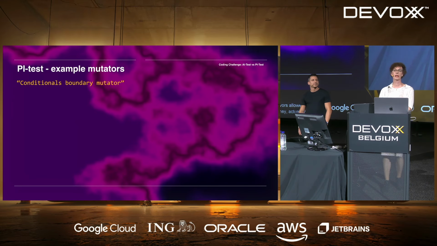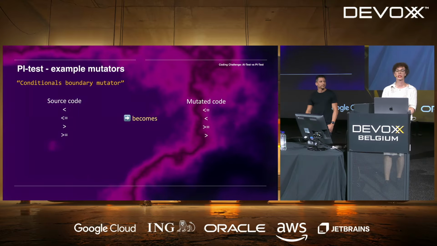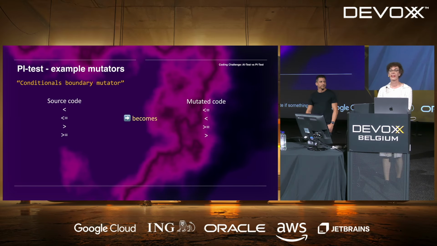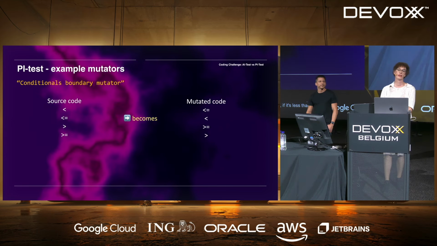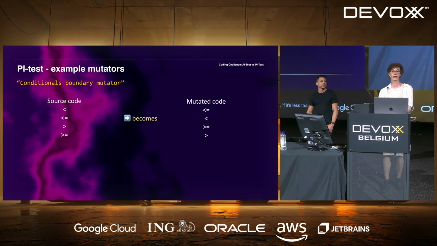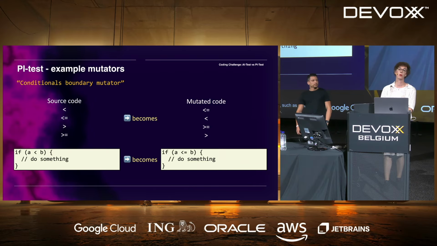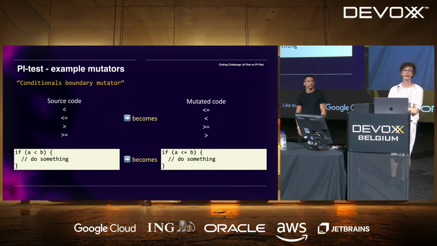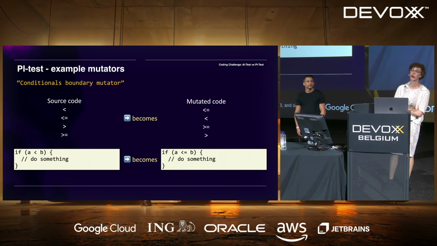So the first one that I'd like to show you is the conditionals boundary mutator. And what it does is in your source code, where you evaluate if something is smaller than something else, then it will replace that with if it's less than or equal to. And similar things happen with other operators such as less than and equal to, or greater than or equal to. Like so. So if your code contains something like if A is less than B and do something, then in the mutated code it would be changed at runtime to if A is less than or equal to B, then do something.